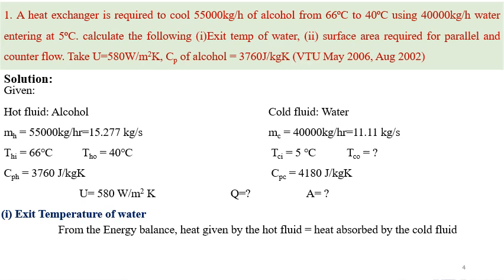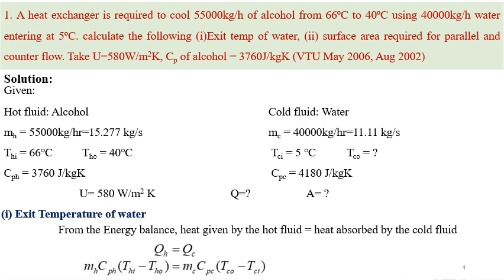Now what do you mean by the amount of heat given by the hot fluid? That is QH. And what is the amount of heat absorbed by the cold fluid? QC. Therefore QH is equal to QC. So we know what QH is, we can find it. If you know the mass flow rate, specific heat and the temperature difference, we know that it is m Cp delta T. Similarly for the cold fluid also, m Cp delta T. m Cp delta T of hot fluid is equal to m Cp delta T of cold fluid.